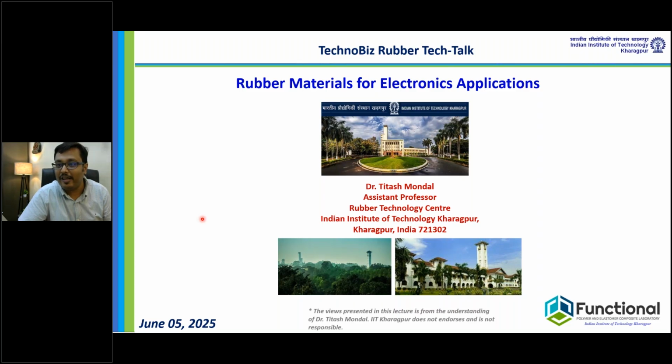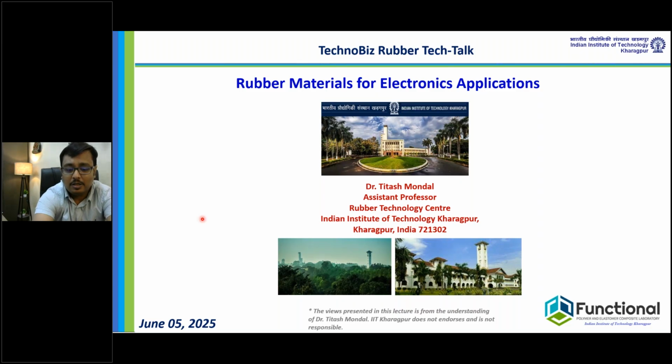Holistically, whenever we talk about any rubber materials, the first thing that comes to our mind is products like tires, seals, gaskets, and also adhesives in some form or the other. These are the traditional materials that come to our mind when we discuss rubbery materials.